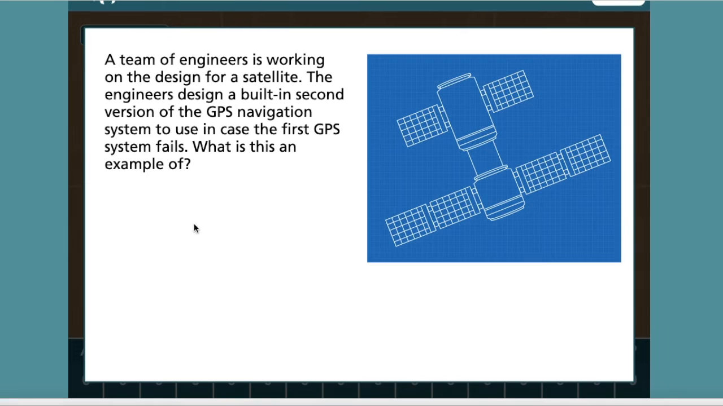A team of engineers is working on the design for a satellite. The engineers design a built-in second version of the GPS navigation system to use in case the first GPS system fails. What is this an example of?